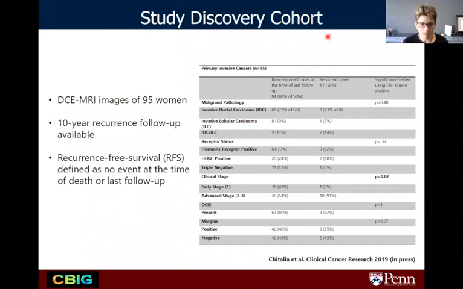So this discovery set was comprised of 95 women, all types of breast cancer, newly diagnosed women with newly diagnosed primary breast cancer, for whom we had 10-year recurrence follow-up available. And you can see here some of the characteristics in terms of the subtype, the pathology, the receptor statuses, the stage, and so forth.